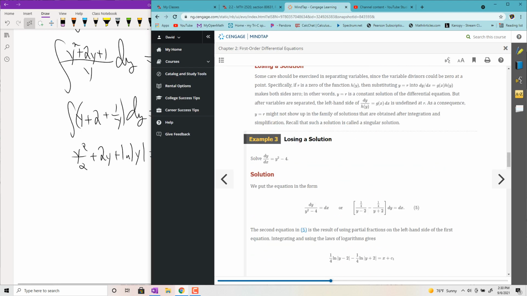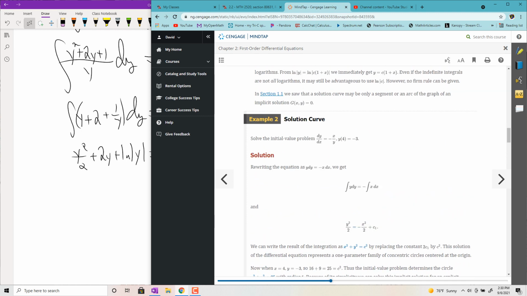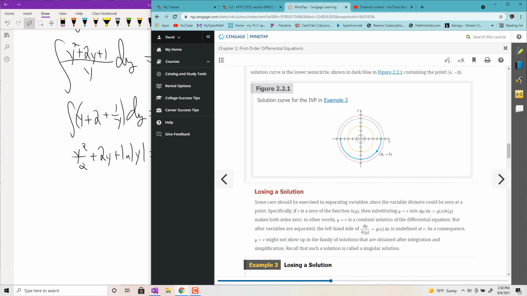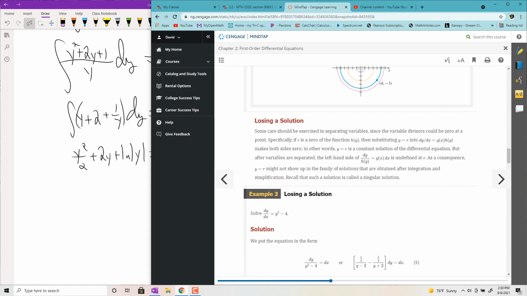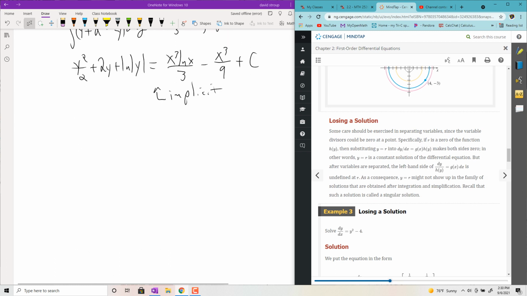Then the next section, maybe we should look at this example 3. Here's a solution curve. Intervals of definition are still in play for us. Let's look at losing a solution, example 3.